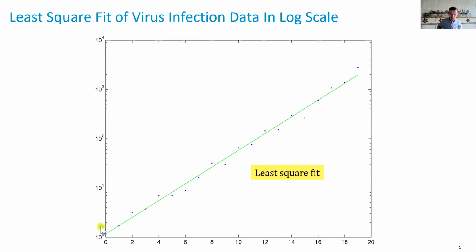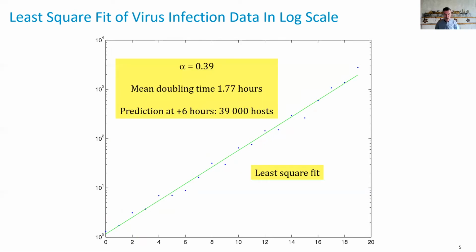So I can do the same thing in log scale. Again, I have the blue points, which are my data, and then I fit a straight line here, for example, by asking NumPy or MATLAB to do least square fit. If I do this, I find slightly different numbers. I find an alpha that is different, a mean doubling time that is different, and a prediction at +6 hours that is also significantly different. Right? Instead of 100,000, we find 39,000.